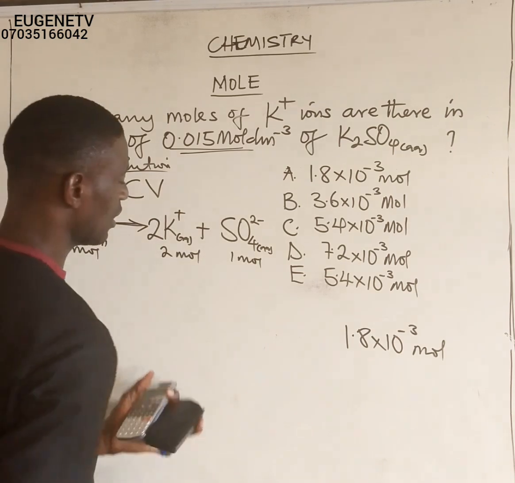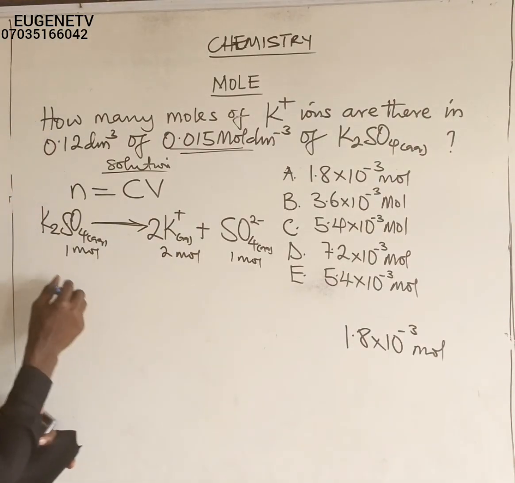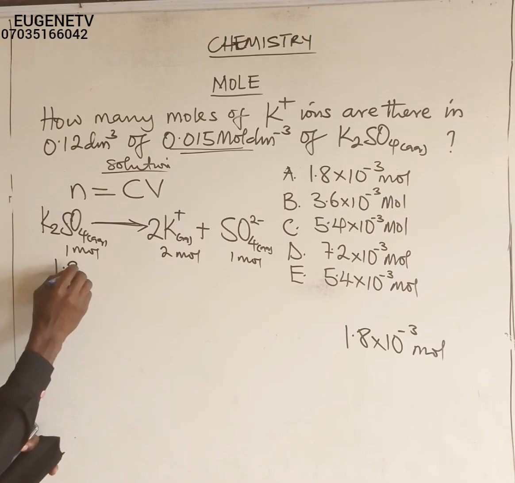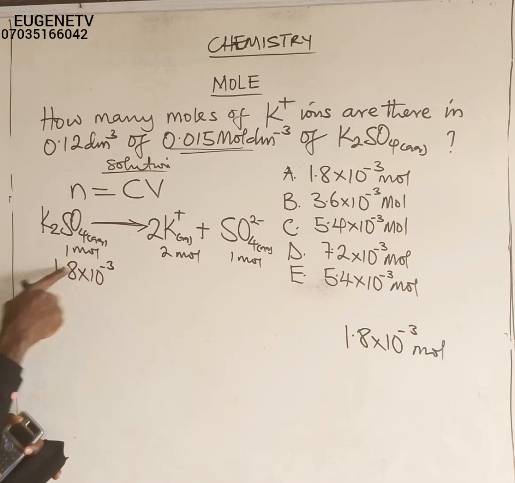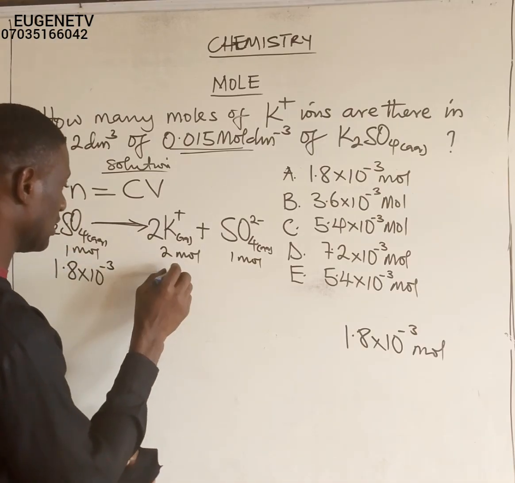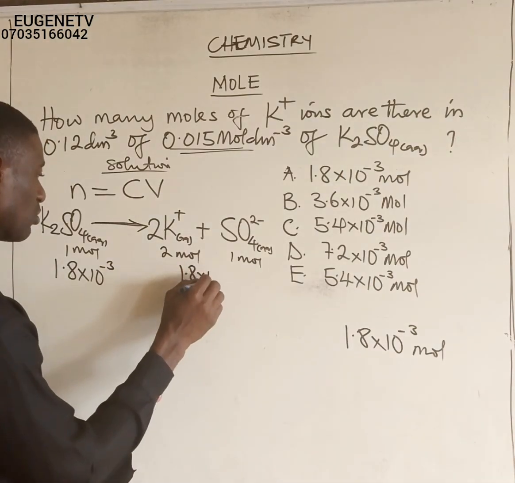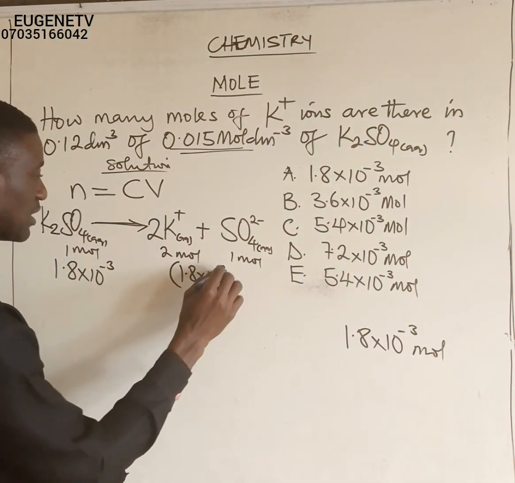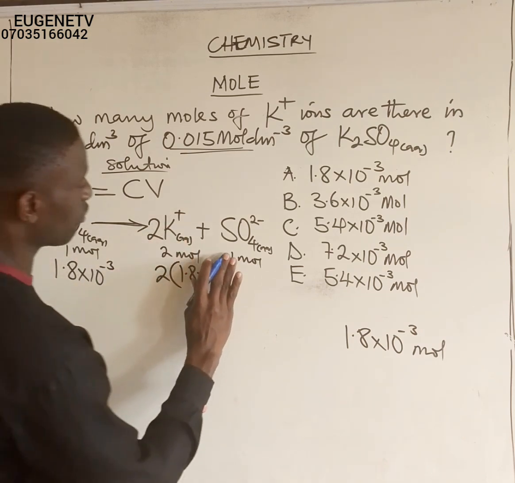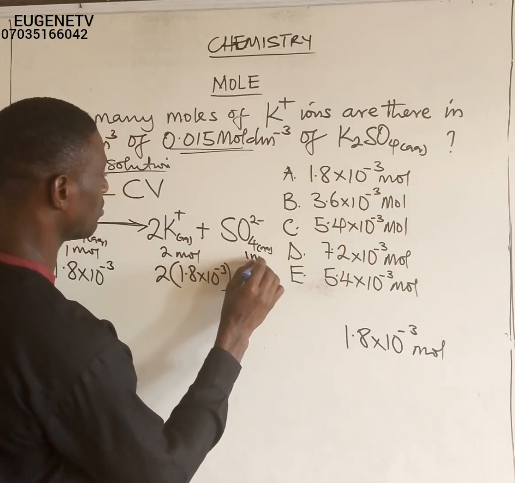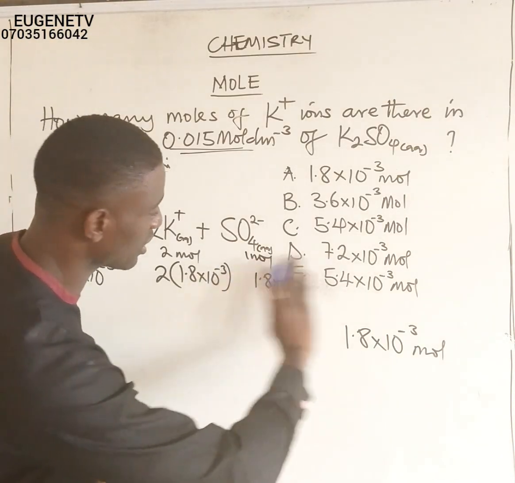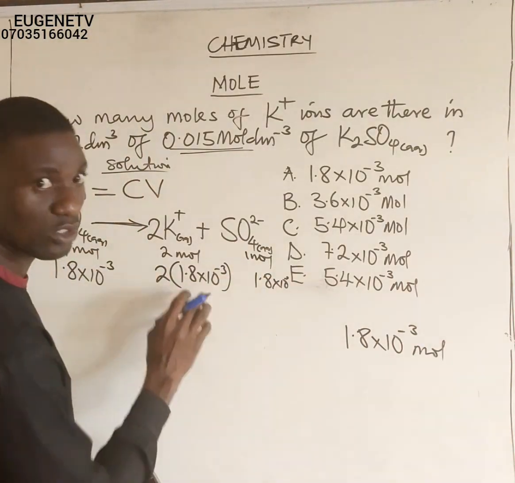So if the number of mole of this is 1.8 times 10 raised to the power minus 3, if 1.8 times 10 raised to the power minus 3 of this dissociates, it will give us the same thing as this, 1.8 times 10 raised to the power minus 3. But there are two of them there, since there are two moles of potassium ion, so we'll multiply it by 2. Okay, and of course this is still going to give us the same thing here, 1.8 times 10 to the power minus 3. But this doesn't concern us. Our concern is the number of moles of potassium ion.